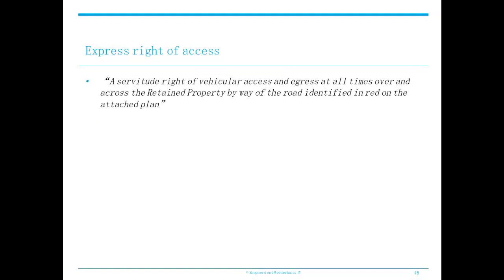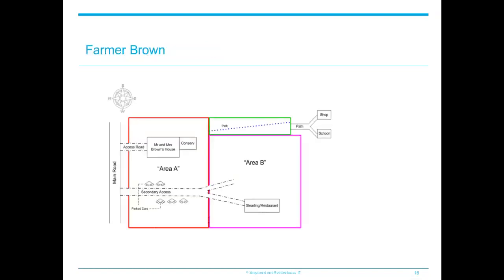We have a very basic express servitude of vehicular access here. Nothing in the express words restricts the volume of traffic. The deed is silent on repairs and improvements. There's no mention of a right to park, so just looking at the four corners of the deed is not very illuminating. Well, what else can we do to help Mr. Brown? Where else can we look for guidance on all these questions?